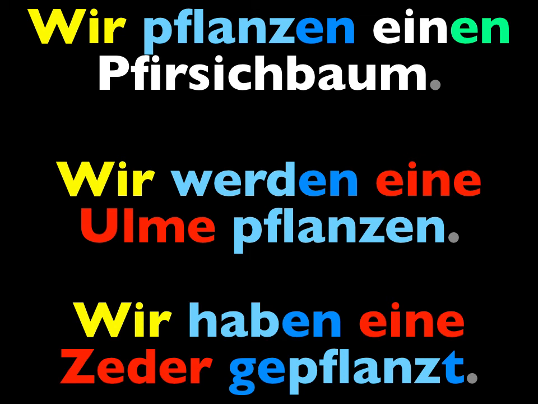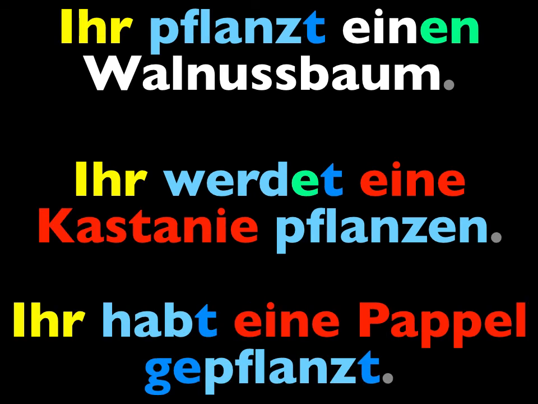Say, we're planting a peach tree, we will plant an elm tree, and we planted a cedar tree. Wir pflanzen einen Pfirsichbaum. Wir werden eine Ulme pflanzen. Wir haben eine Zeder gepflanzt. Using you informal plural, say, you're planting a walnut tree, you will plant a chestnut tree, and you planted or did plant a poplar tree. Ihr pflanzt einen Walnussbaum. Ihr werdet eine Kastanie pflanzen. Ihr habt eine Pappel gepflanzt.